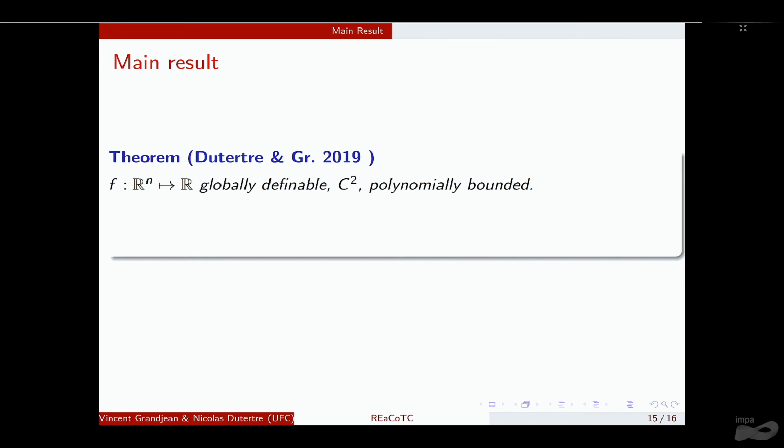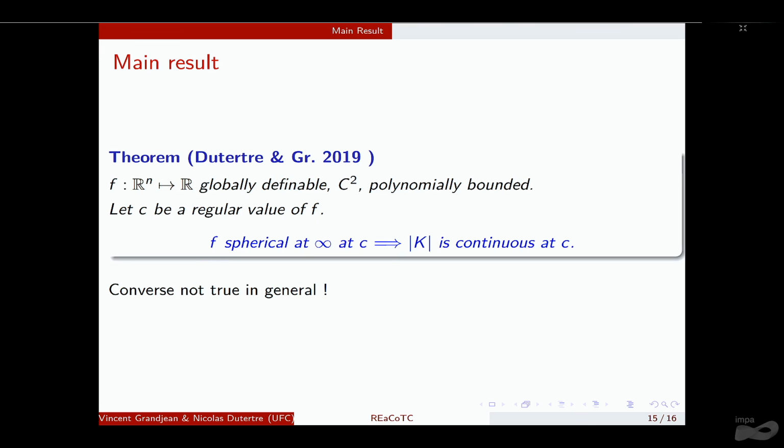So pick one of these good functions, for instance a real polynomial. Let's consider a regular value. Then what we prove is just this. If the function is spherical at infinity, then the total absolute curvature is continuous. That is, there is no pencil of polar curves that goes to infinity and along which the function tends to C, which should say that I have equisingularity, if we think by analogy with the complex world. The converse is not true in general, of course.